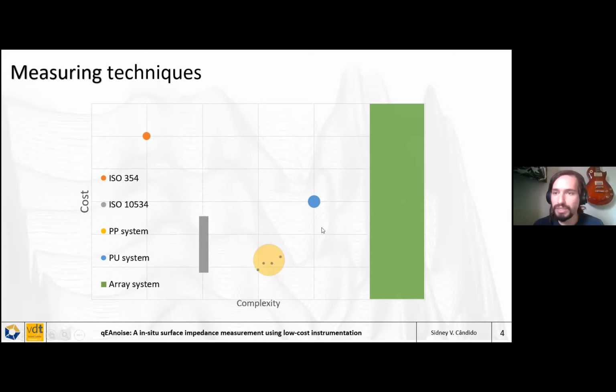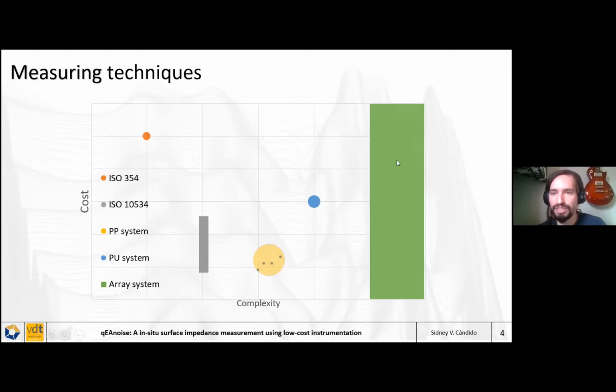And you have the PU system that will be more costly and more complex. I speak for myself because I tried to measure the absorption with this system and I could not make this work. It is a very costly and complex way because it uses a unique sensor that retrieves the pressure and the particle velocity at the same point. And that was developed, I think there is only one such sensor on the market.